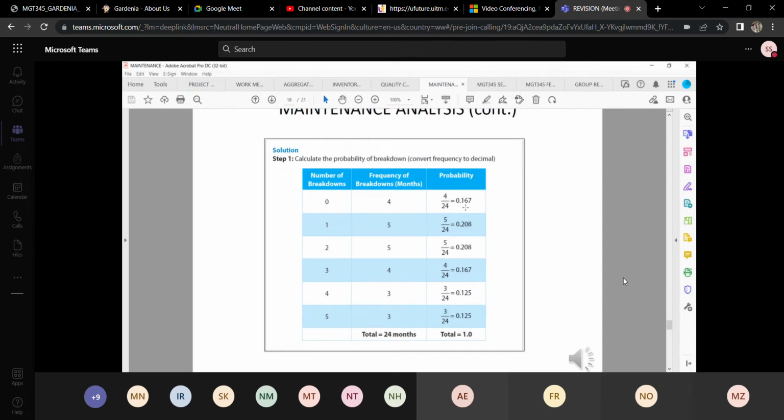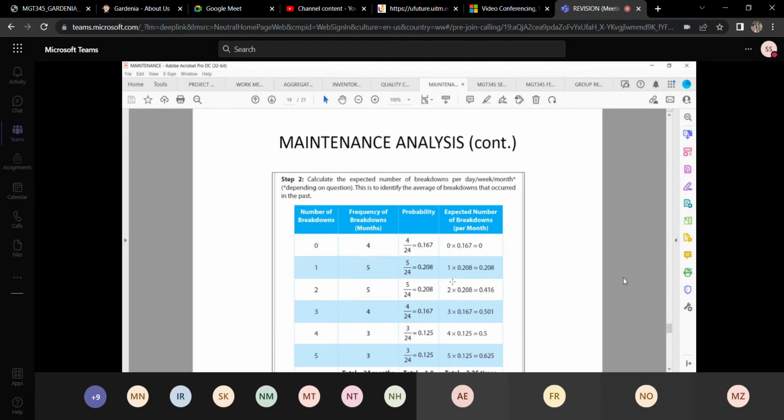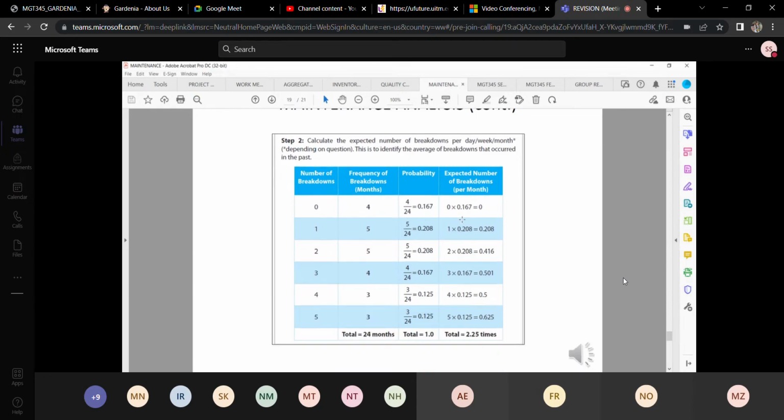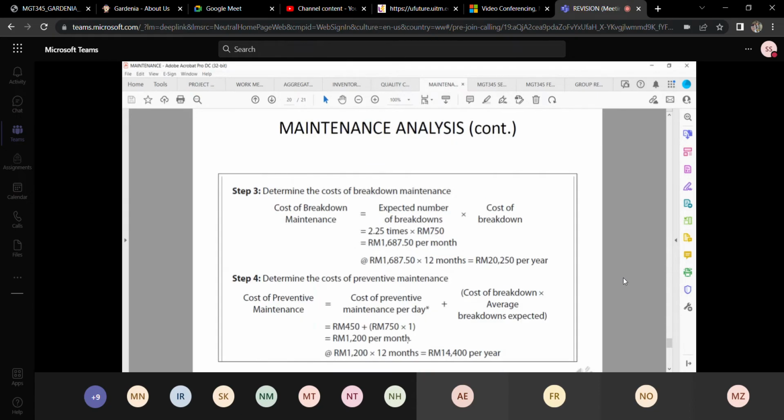So your figure you dapat macam ni. Use 3 decimal point. But again, look at the answer given. Kalau 2 decimal, so everything you will start with 2 decimal. Kalau 3, everything must start from 3 decimal. Okay, after finding the probability, you need to find the expected number of breakdown. Then total up, don't forget over here. Then cari the cost of breakdown maintenance.